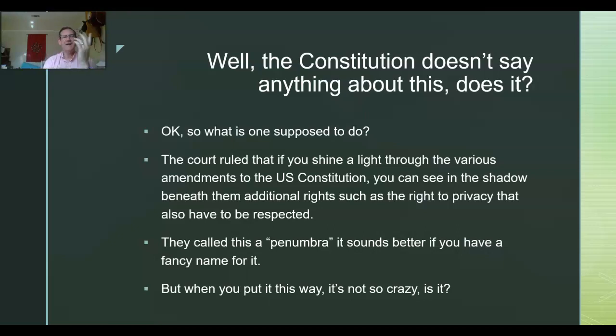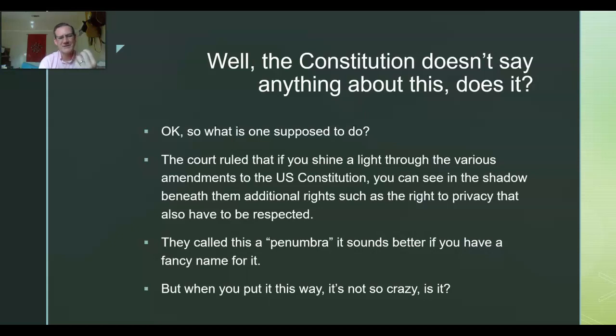Okay. Well, the Constitution doesn't say anything on this one, right? I mean, it seems like you should have that right. I'll go that far, right? Like, wow, I don't even have a right to accurate information about birth control, much less birth control itself, but just accurate information. So what are you supposed to do?